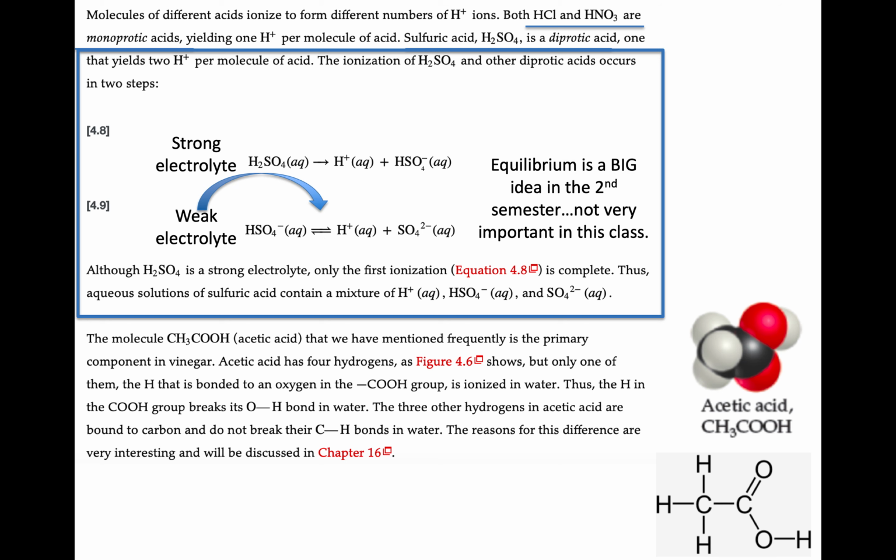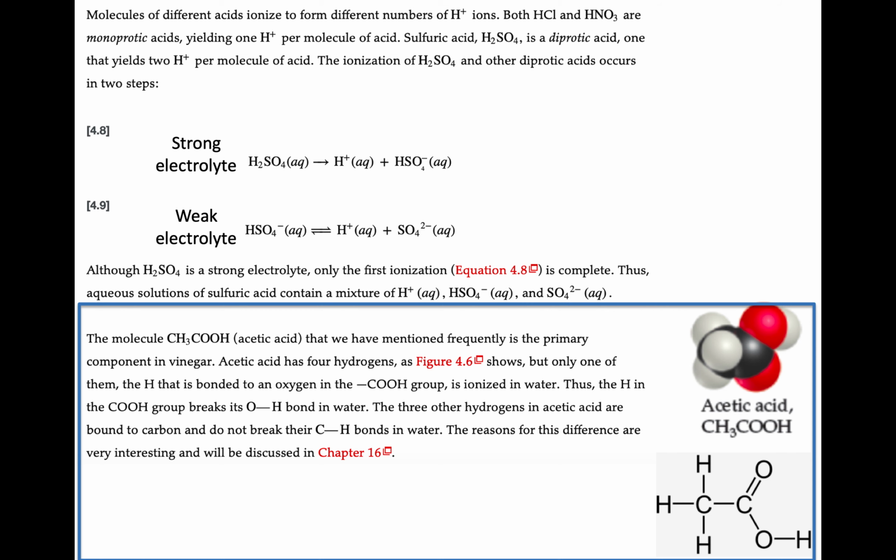That's something called equilibrium. Equilibrium is a very big idea in the second semester. It's not very important in this particular class. When I say it's a big idea, the second semester is almost entirely devoted to analyzing examples of equilibrium. In this case, this is, I think, our first real example where we're looking at a weak electrolyte partially dissociating and all of these species then being present in the beaker.